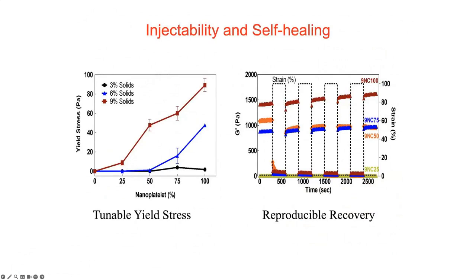So just to show how this works, this yield stress is a property of how much force you need to make the gel flow, become liquid. And we can have different concentrations of this gel or different ratios of these nanoparticles to gelatin. By having these different materials, you can see that you can have materials that are very strong, so you need a lot of force to make them flow, compared to other materials that are very weak. They can very easily flow.